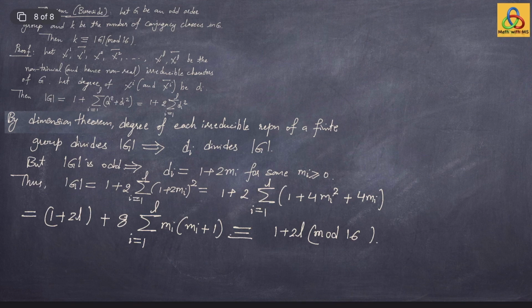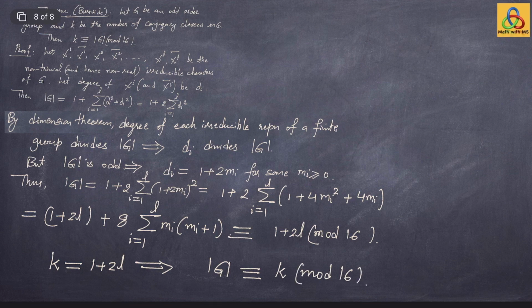Now to complete the proof, just recall that in a finite group the number of conjugacy classes is the same as the number of irreducible characters. The number of conjugacy classes is given to be k, which should be the same as the total number of irreducible characters, and we have enumerated the non-real ones as chi1, chi1 bar, chi2, chi2 bar, up to chi L bar. So there are 2L of them plus one trivial character, so 1 plus 2L. So this implies that the order of the group G is congruent to k mod 16. This completes the proof of the theorem. So I will stop here. Thank you.